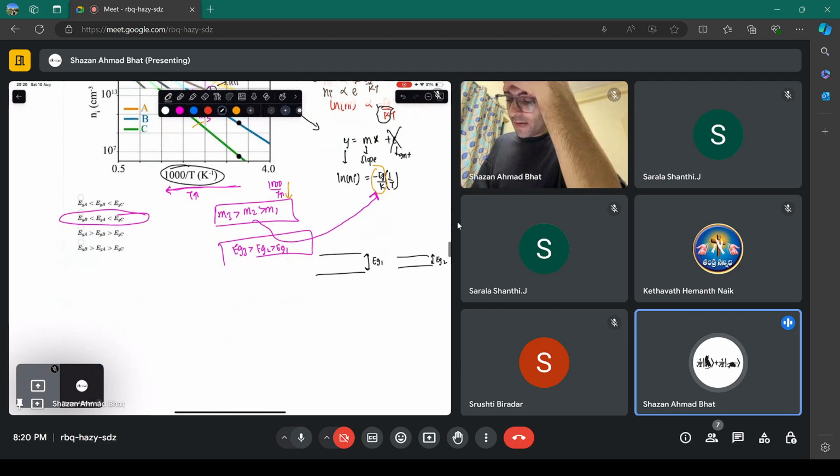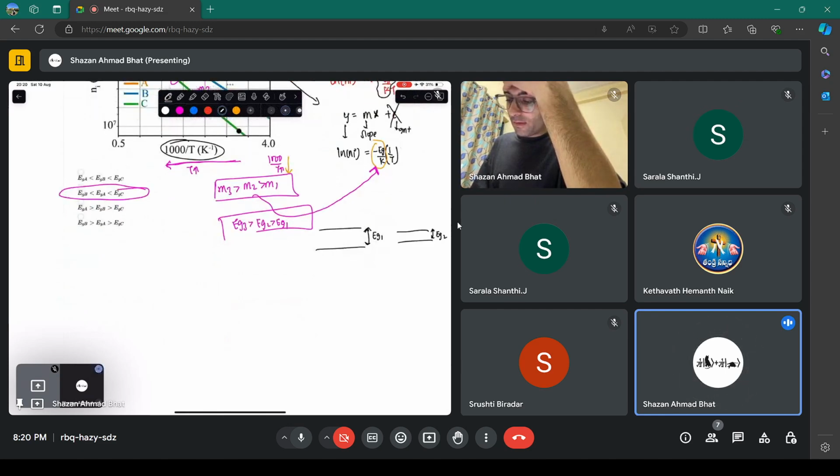So if the band gap reduces from this to this, there is more chance of electrons to go from this region to this region. So there will be more intrinsic concentration generated in this region as the band gap is reduced, because the band gap has a relation with temperature: if you increase the temperature, the band gap reduces, in case of silicon semiconductor.